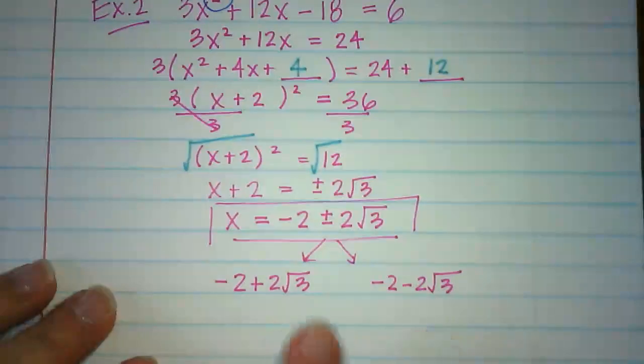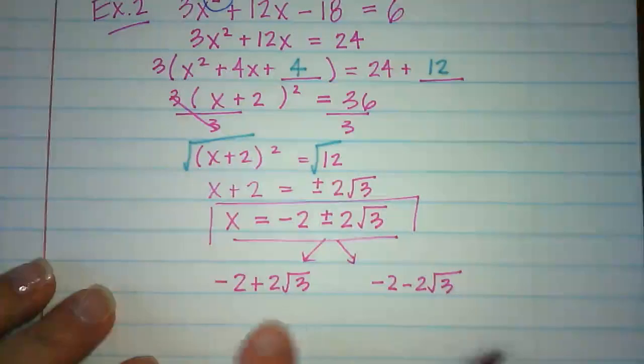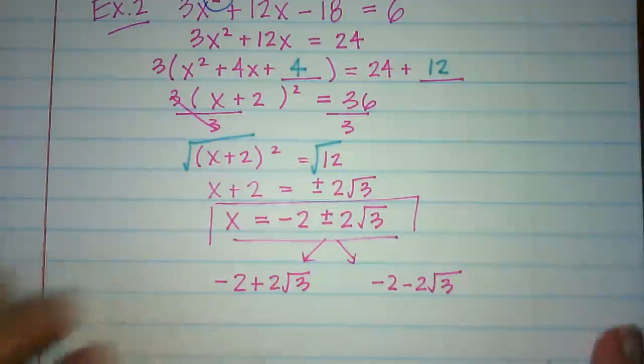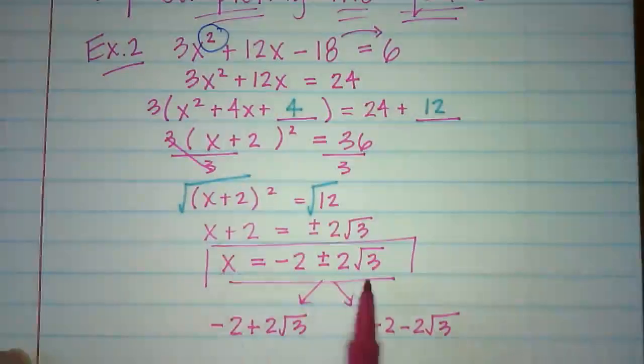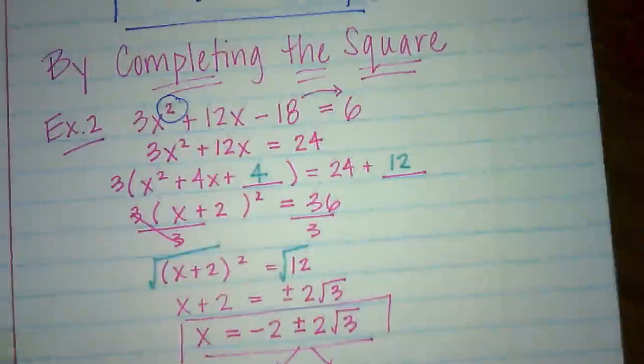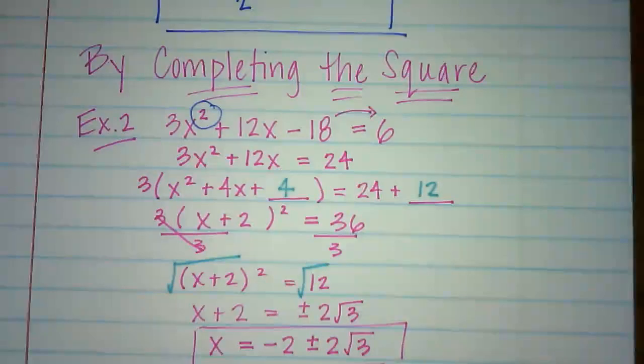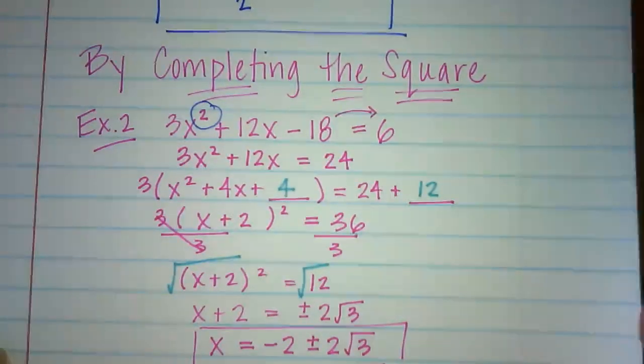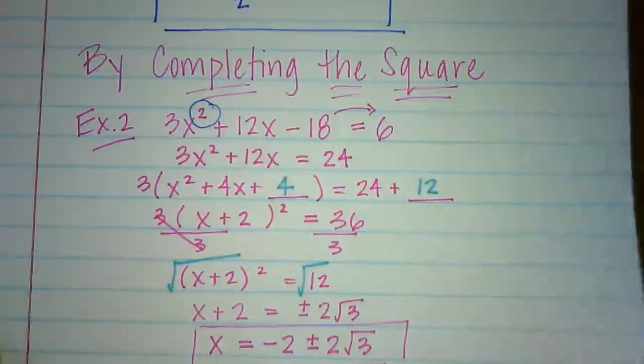And then we could estimate what the square root of 3 is as a decimal and work it out, but we don't need to. So those are going to be our solutions. And again, you can write your answer just like that. All right, so that is solving by completing the square. All right, next up, let's solve with quadratic formula.